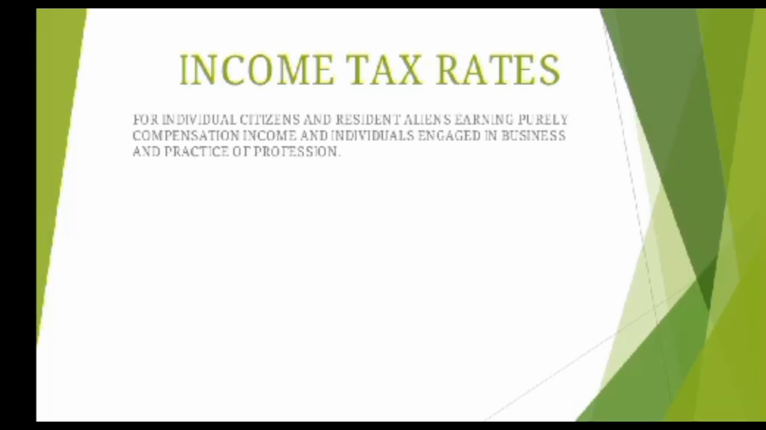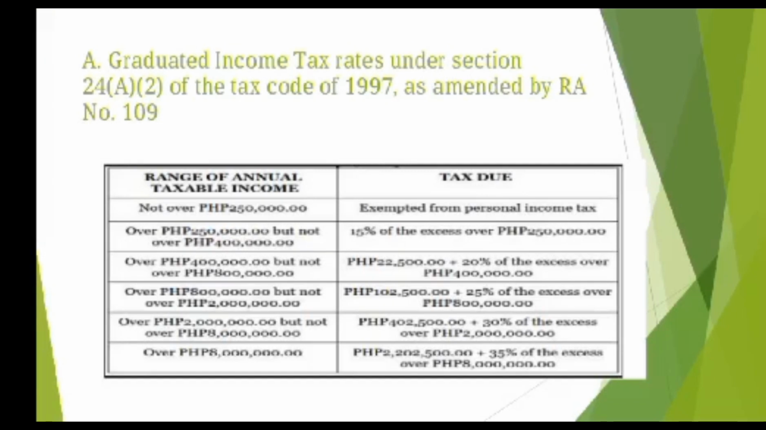So, the source of government funds is mostly the income tax. Income tax is to be paid by professionals, businessmen, and other earning sectors. I will show you the table of the graduated income tax under Section 24(A)(2) of the Tax Code of 1997 as amended by Republic Act number 10963.